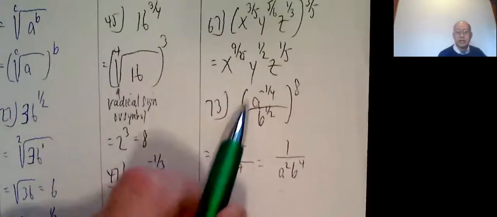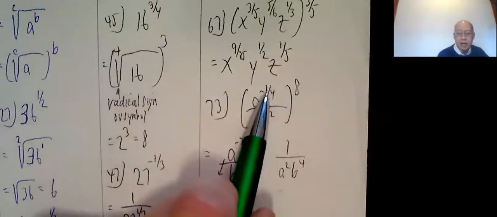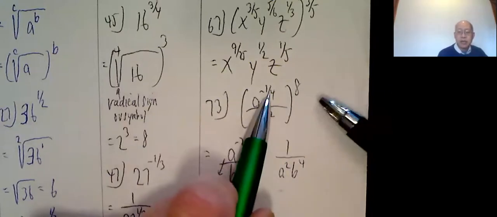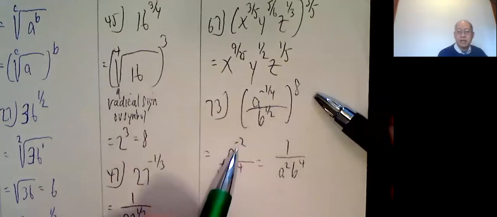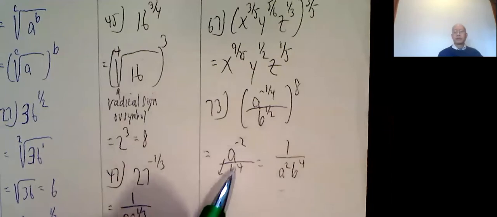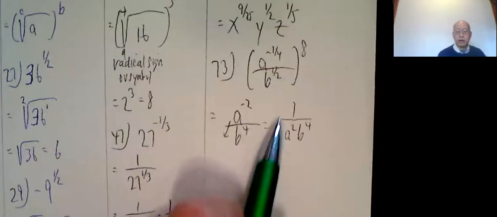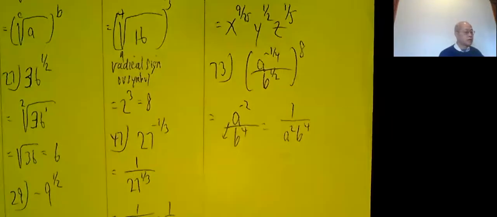And finally, 73, blah, blah, blah to the 8th power. You can distribute the 8. 8 times that, 8 times that. So negative 1/4 times 8 is negative 2. 1/2 times 8 is 4. Okay, and then a negative exponent means bring it into the denominator. So final answer, 1 over a squared b to the 4th power. Okay, so that was section 9.1.